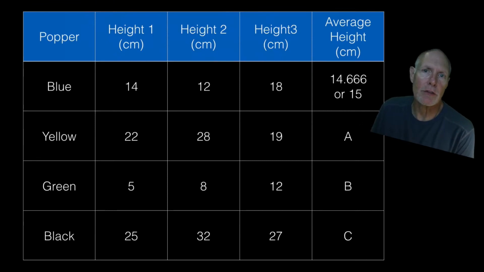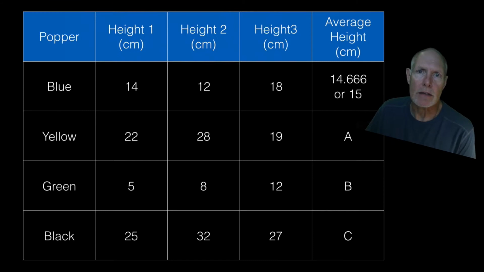Notice that across the top I have the rows, and I've labeled the rows popper height number 1, height 2, height 3, and then an average height. Notice that every time you build a table, you also need to include labels in your table. So in this case, I have the centimeters is the label for how high the poppers were bouncing. Then on the left-hand side, I have the popper colors. I have blue, yellow, green, and black.